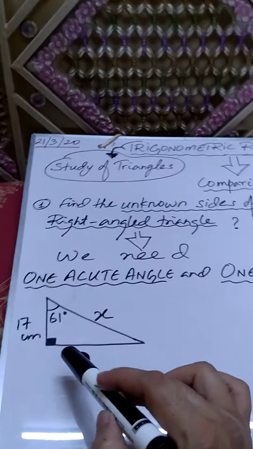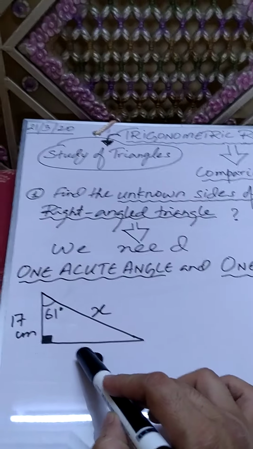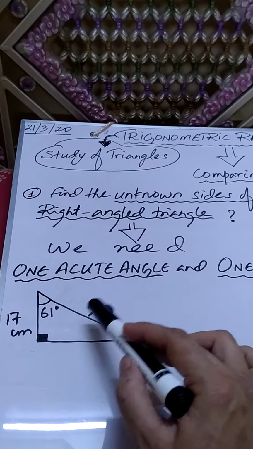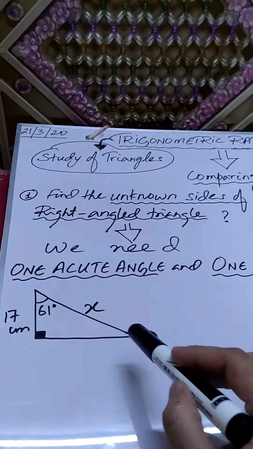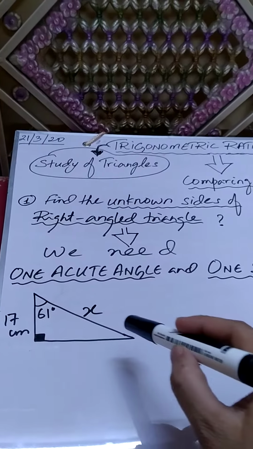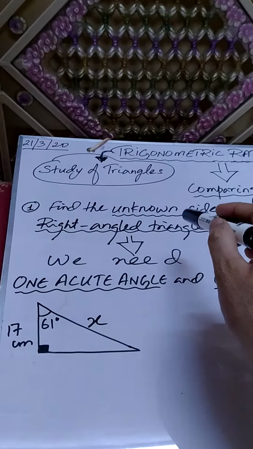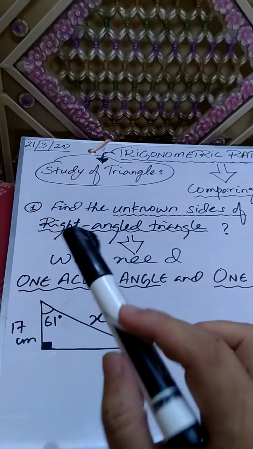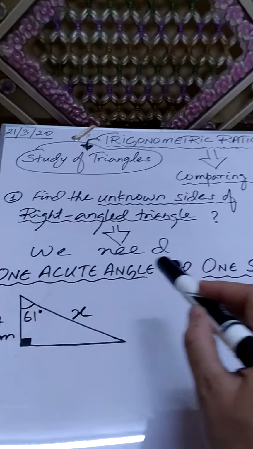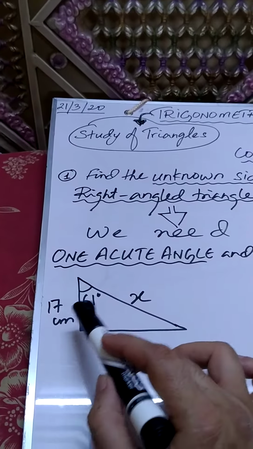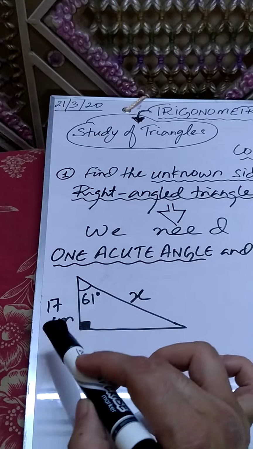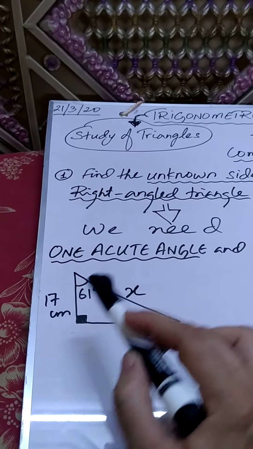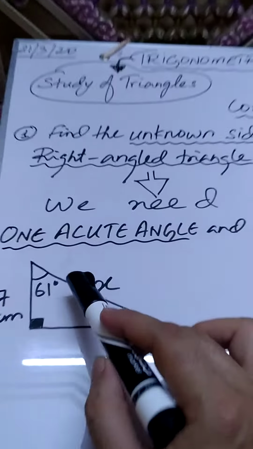Look here class, look here guys, in this figure I say find this x, the unknown side of a right angle triangle. So when I say find the unknown side, I always need two things, one acute angle and one side. So look here guys, one acute angle and one side is given. This side is given 17 centimeter and this acute angle is given 61 degree.